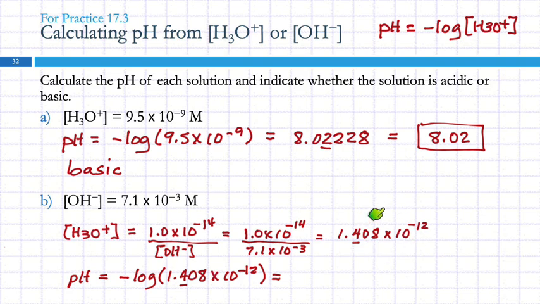This is an intermediate value. It's going to be used in a future calculation. We don't want to round it off yet. Getting 11.8514. How should I report that with 2 sig figs? 11.85.